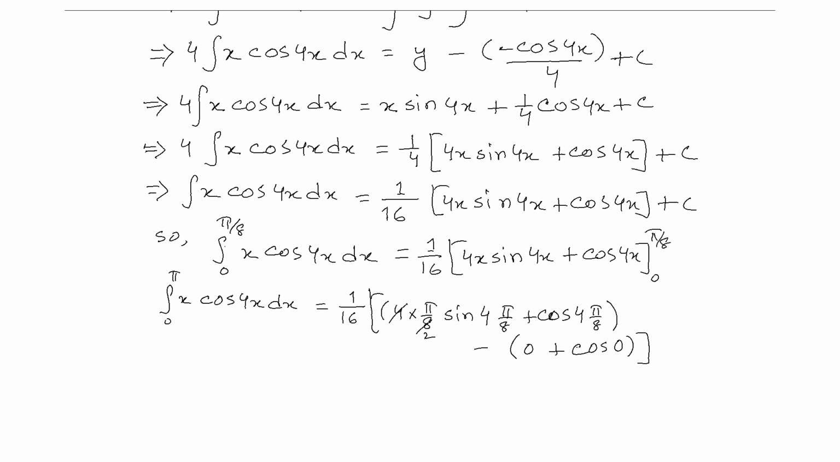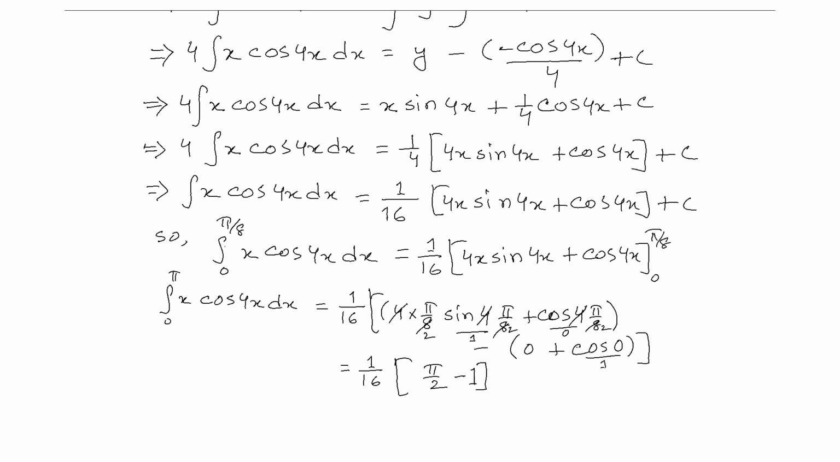8 divided by 4 is 2, and again 8 divided by 4 is 2. Sine pi by 2 is 1, and again 4 divided by 2 is 2, cos pi by 2 is 0, and cos 0 is 1. Using all that information, in the next line we can write 1 over 16 bracket open pi by 2 minus 1 bracket close.